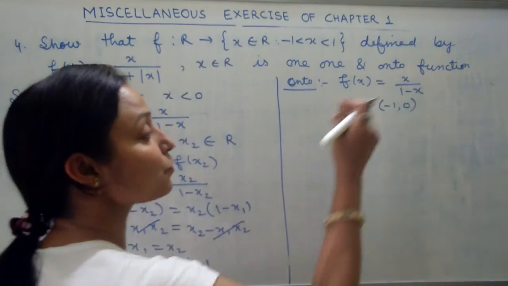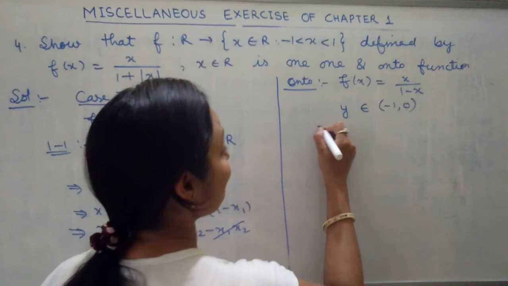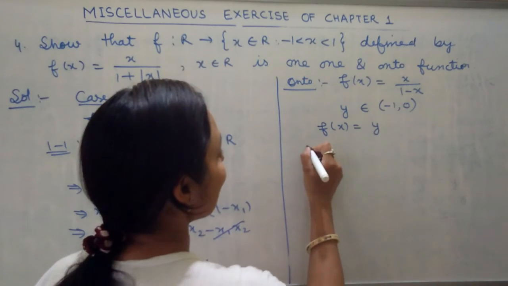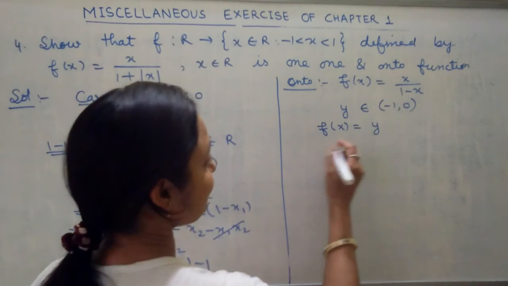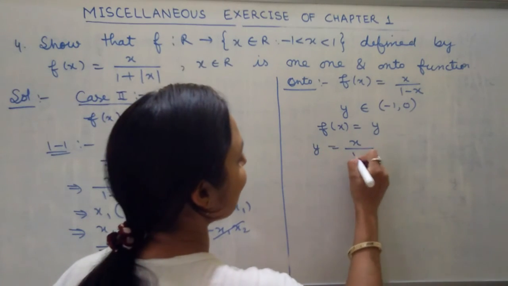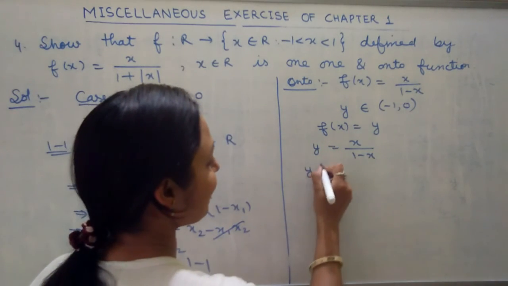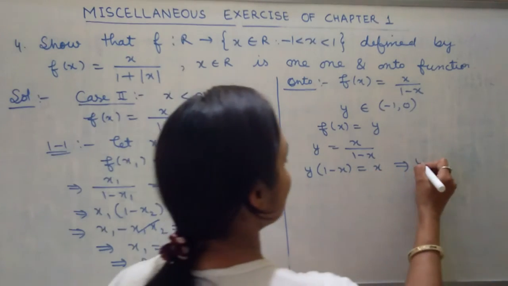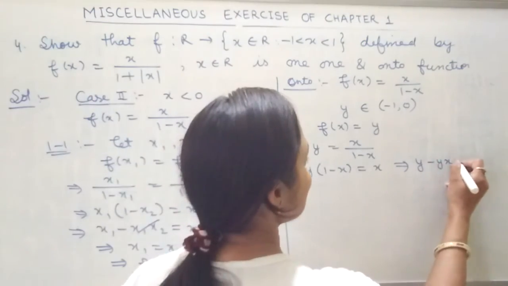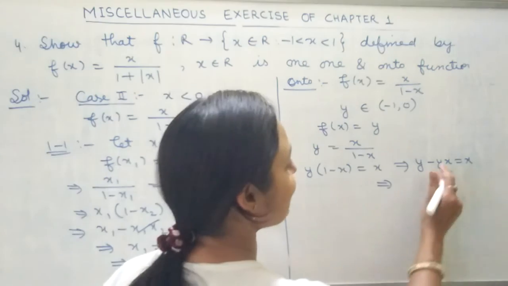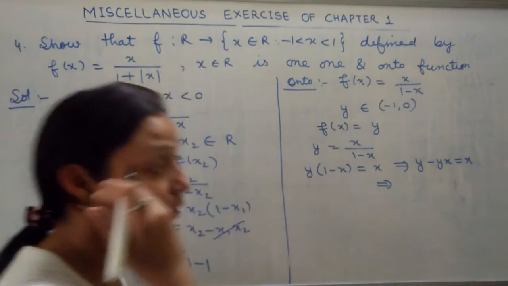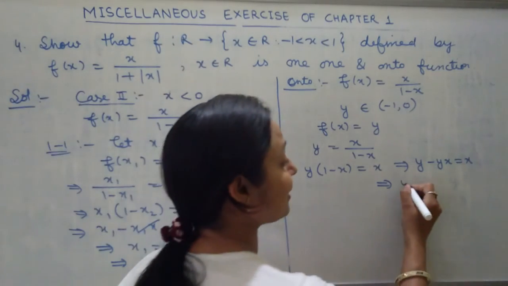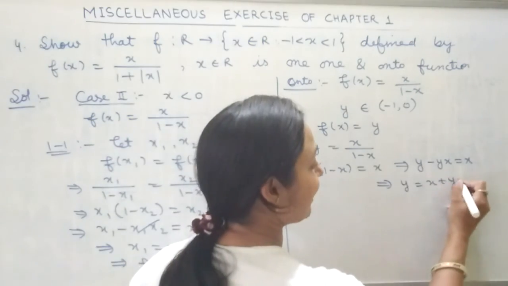Now come to minus 1 to 0. f(x) is equal to y. Equate these two: y equals x upon 1 minus x. Take the cross multiplication like this. Now the next step is y minus yx equals x. I will take this y to the right hand side to get the value of x in the form of y. Okay, so y equals x plus yx.